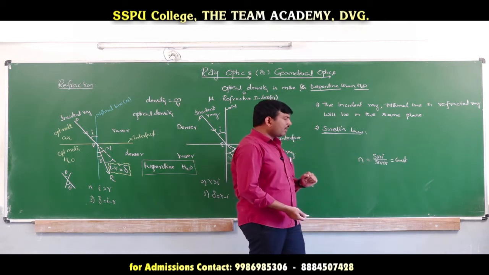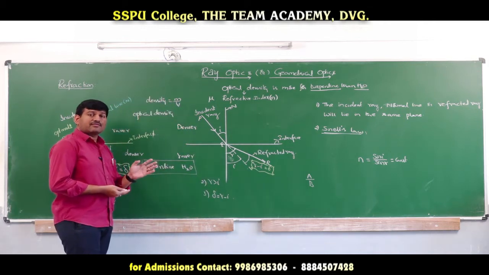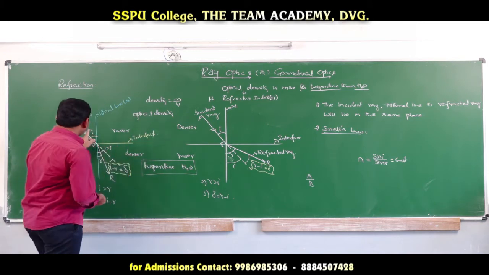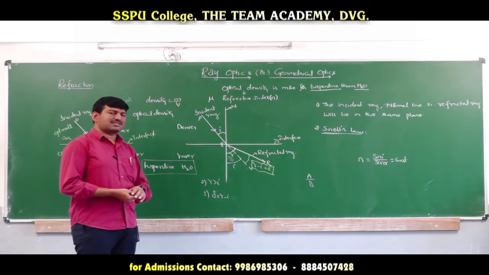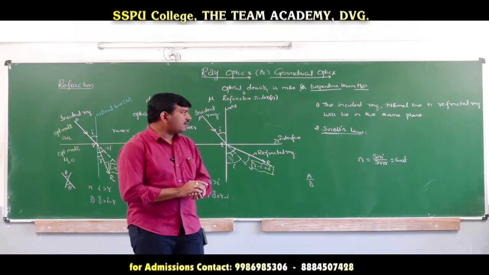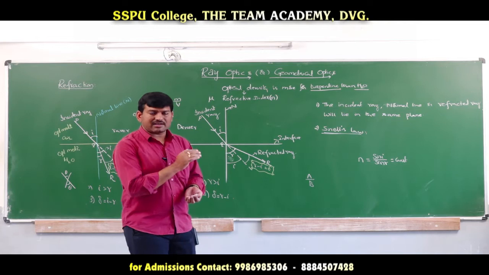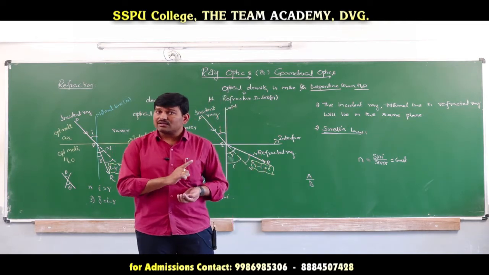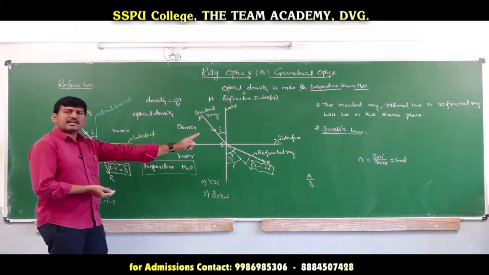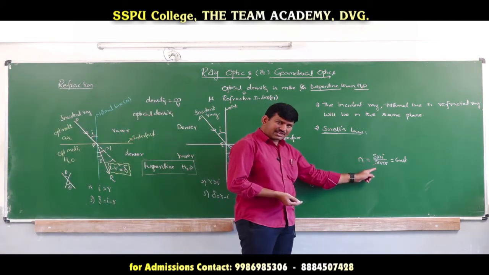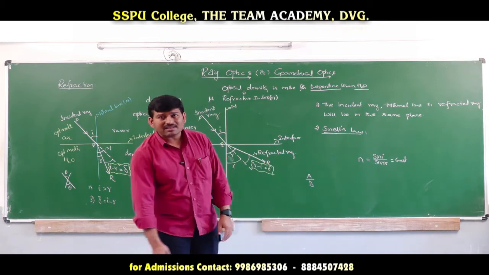But there are some conditions. What are those conditions? The ratio of sin of angle of incidence to the sin of angle of refraction is constant for a given pair of medium and for a given color of light or for a given wavelength of light, because each color is associated with a particular wavelength. That means finally, how to state Snell's law: for a given color of light and for a given pair of medium, the ratio of sin of angle of incidence to the sin of angle of refraction is constant, and that constant is named as refractive index.